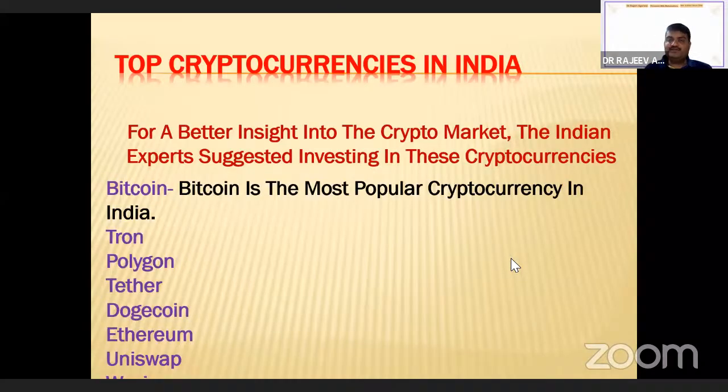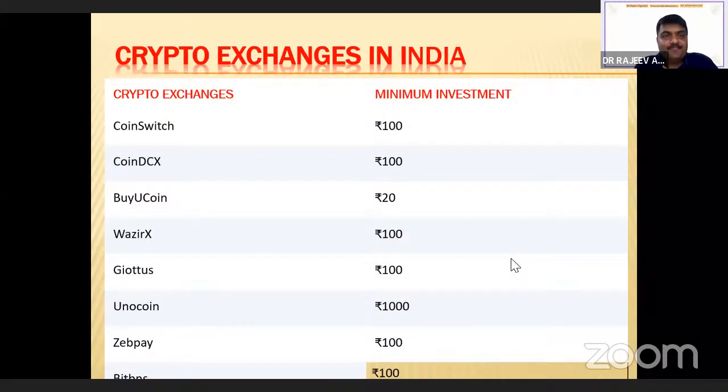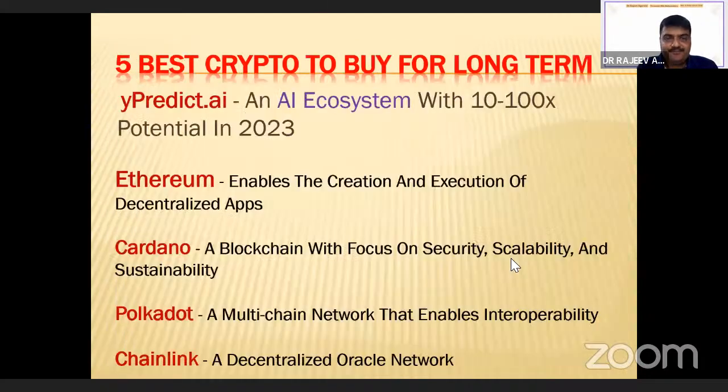So top cryptocurrencies, last few slides, top cryptocurrencies in India. For a better insight into the crypto market, the Indian experts suggested investing in these cryptocurrencies. Bitcoin most popular, Tron, Polygon, Ether, Dogecoin, Ethereum, Uniswap, WazirX. Top crypto exchanges in India: CoinSwitch, CoinDCX, BuyUcoin, WazirX, Lotus, Unicorn, and this is the minimum investment you can do in these things. 5 best cryptocurrencies to buy for a long time.